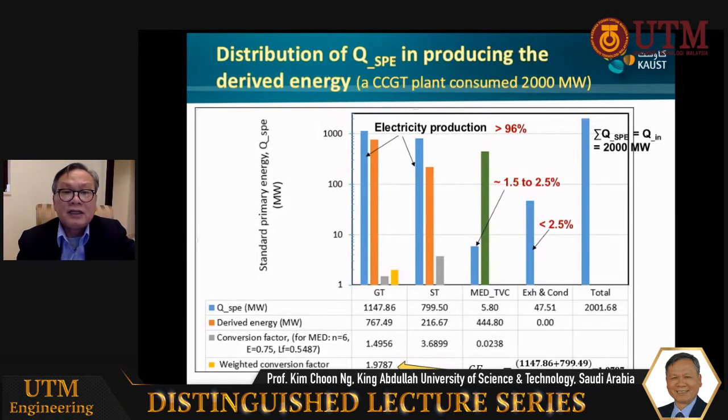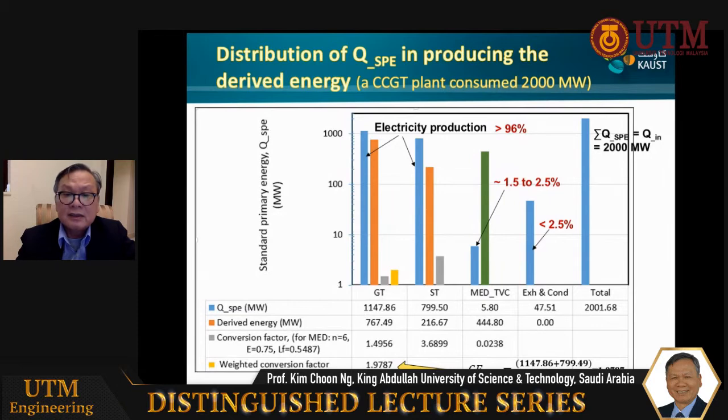The derived energy, that is whether it's electricity or steam, is given in the respective color of brown and green. So the brown bar represents the electricity of the gas turbine, the electricity produced by the steam turbine, and the thermal energy that is consumed by the top brine stage of the MED is shown in green. Of course, for the last exhaust, there's no useful effect.